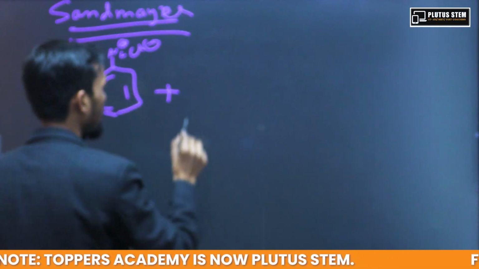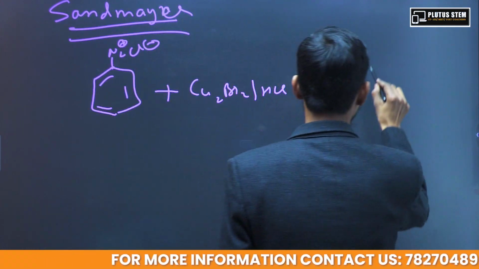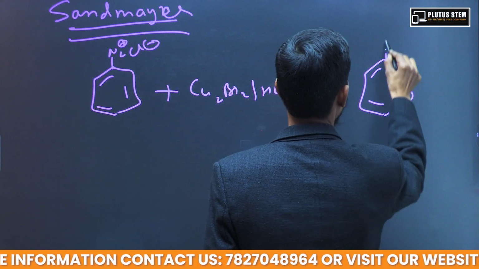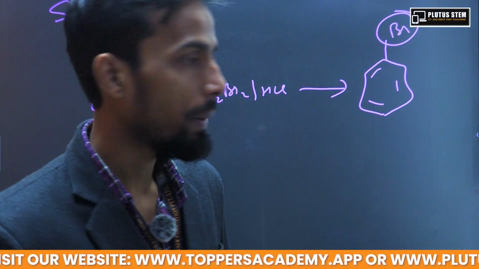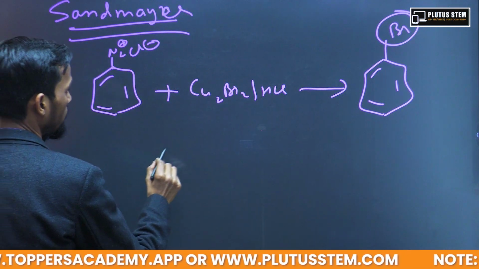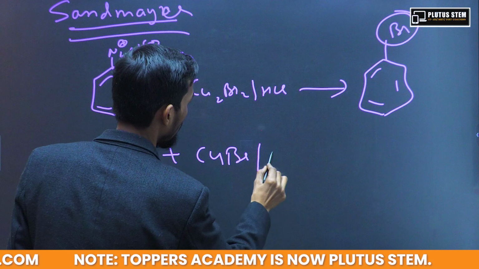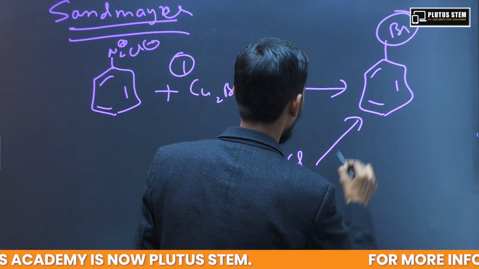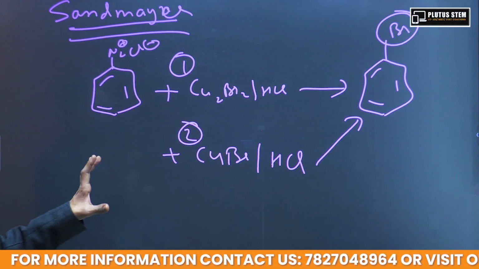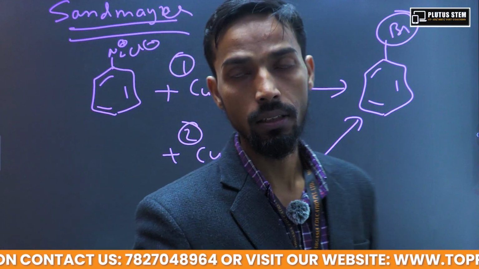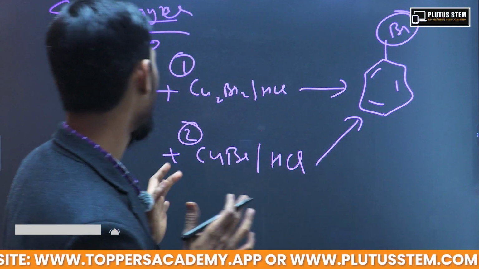N2 positive, Cl negative, Cu2Br2 and HCl gives Br, bromobenzene. If we take the same reagent, CuBr and HCl, then also we will get the same product, either this one or this one. So both are going to give us the same bromobenzene, and you can call these a Sandmeyer reaction.